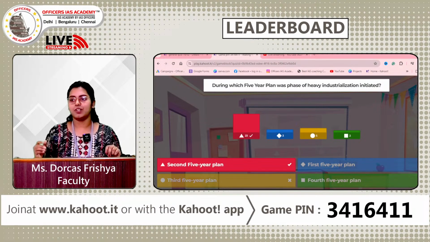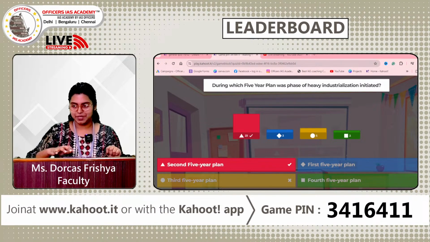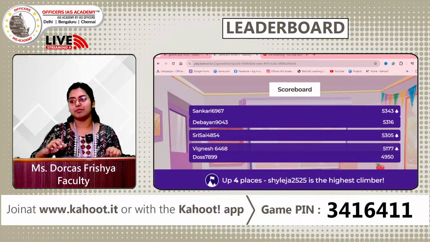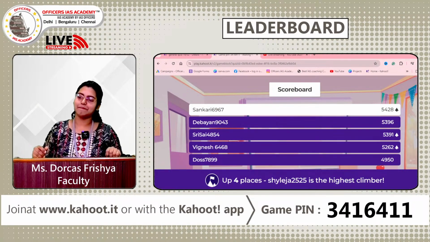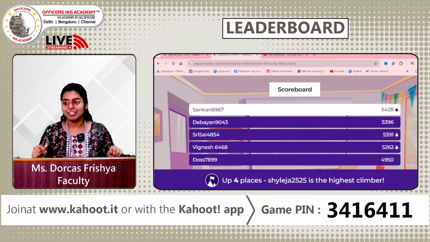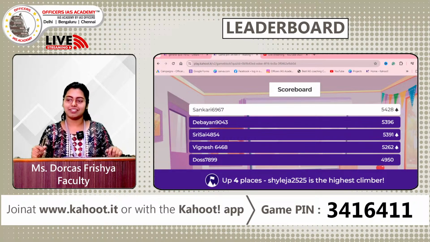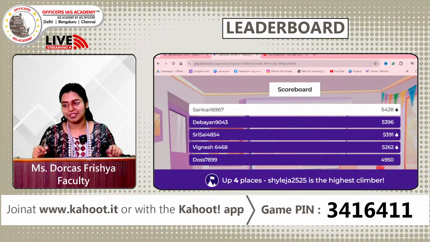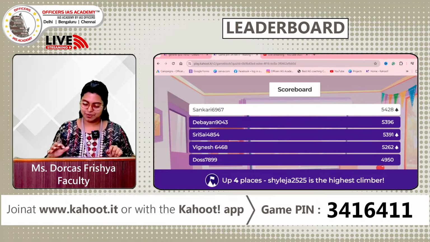Alright, so let's look at the leaderboard now. Let us see who has climbed up or who is holding on to the position. Okay, Shankari has come up. Great work, Shankari. Debayan on the second position, Sai on the third place, and Vignesh holding on to the position. Vignesh, very good, on the fourth position, and Das on the fifth place. Great work, guys. And Shailaja, hello Shailaja, is the highest climber now. Alright, let's look at the next question.